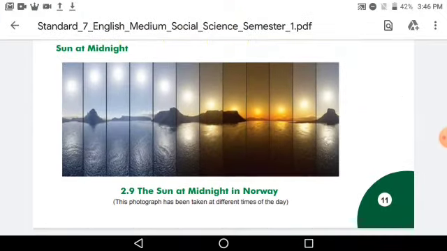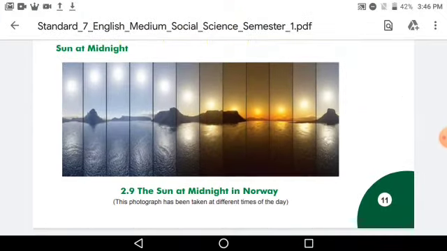See over here, you have been given this activity that you have to do by yourself, that is, festivals and seasons in India and seasons in other countries. You have to write about the seasons of other countries during this time.